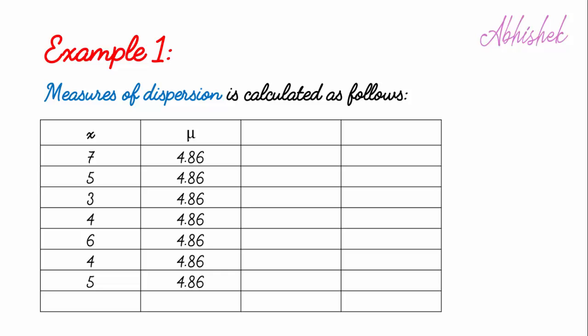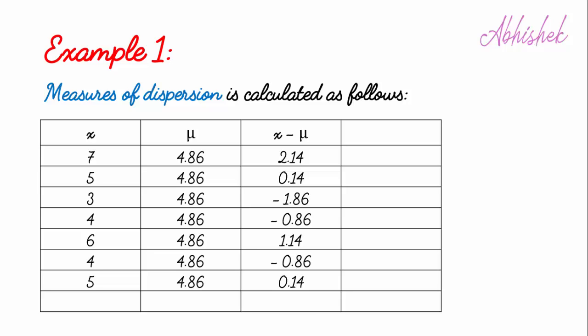Now we have to measure the difference of the value of x from the mean. This is nothing but 7 minus 4.86, which is 2.14. Similarly, we carry out for all set of readings. Don't worry about the negative values at this moment, because they will be taken care of shortly. We have to square these values.